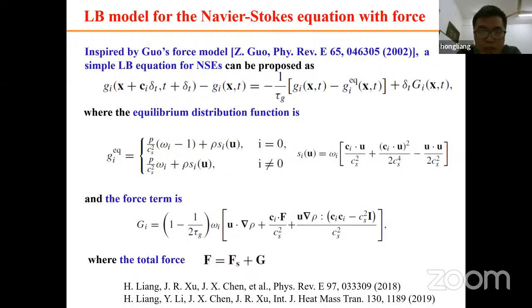In addition to the LB model for the Allen-Cahn equation, we also need another LB equation to solve the Navier-Stokes equations. Inspired by the Guo force model, we present a very simple LB equation for the Navier-Stokes equations with a substantial force. The equilibrium distribution function can be defined as this one, and we also give a very simple force term defined as this one. Interested readers can refer to the later papers. Next.